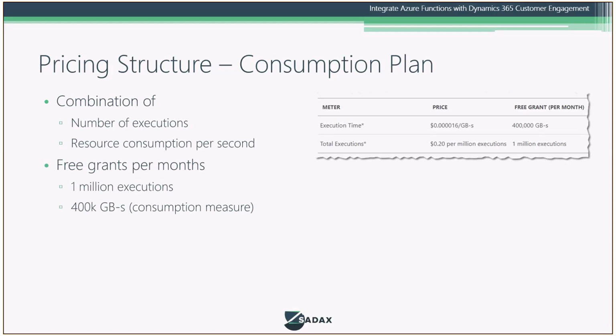What's important to know is you get free grants every month, 1 million executions and 400,000 gigabyte seconds of consumption. So you get that quote unquote for free because it's basically included with the platform. And then you start paying based on execution time and based on total number of executions. So I put an example there of prices as there are in one of the US regions. I believe it's US Central region.